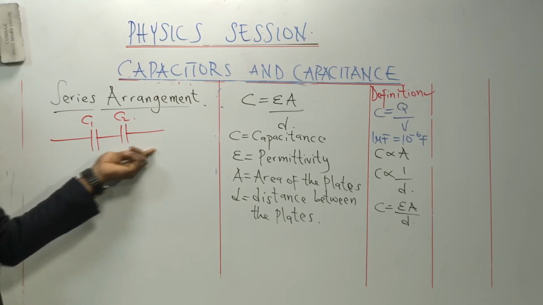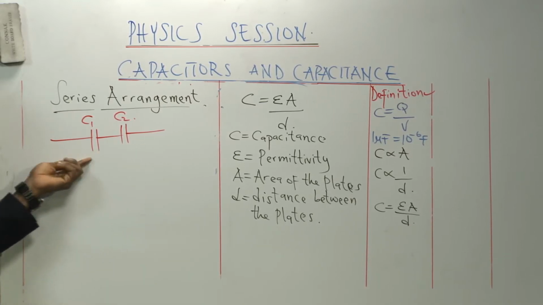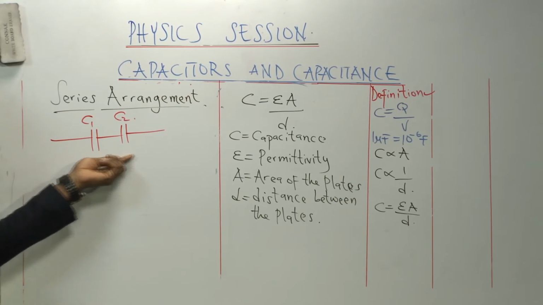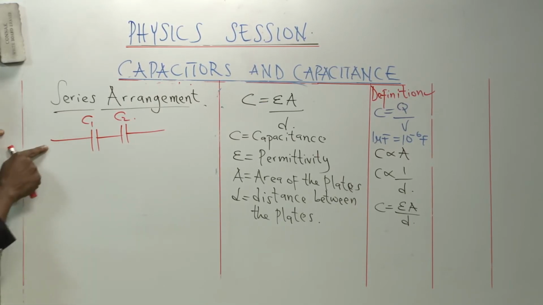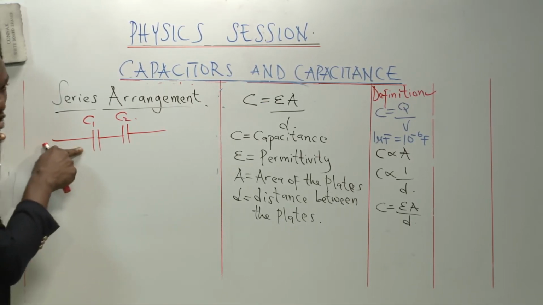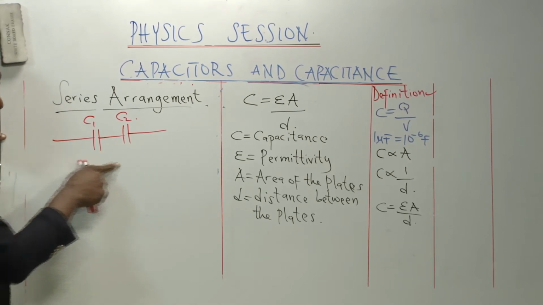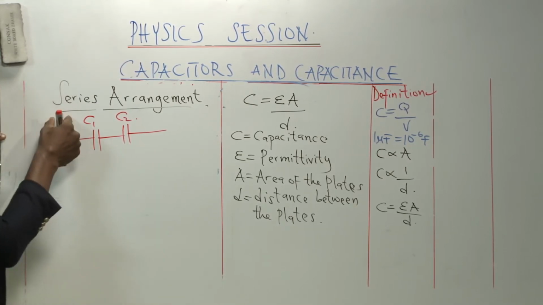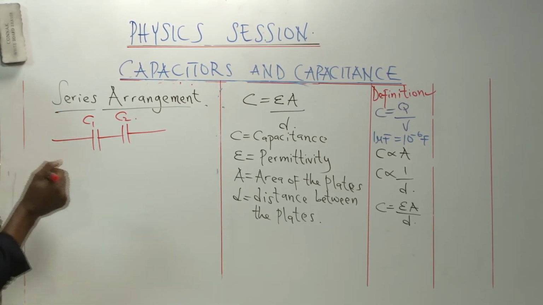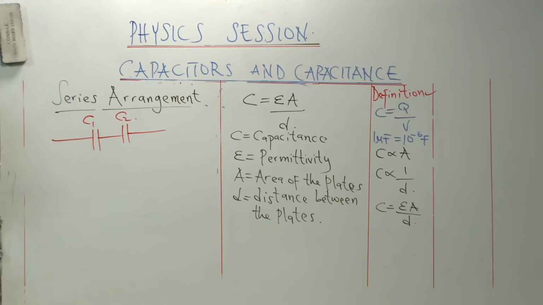As you can see here, we have 2 wires. We have 1 wire connecting both capacitors together. You can see we just have a single line here. They are joined together by a single line. So whenever you see this, we say that the capacitors are arranged in what? In series.